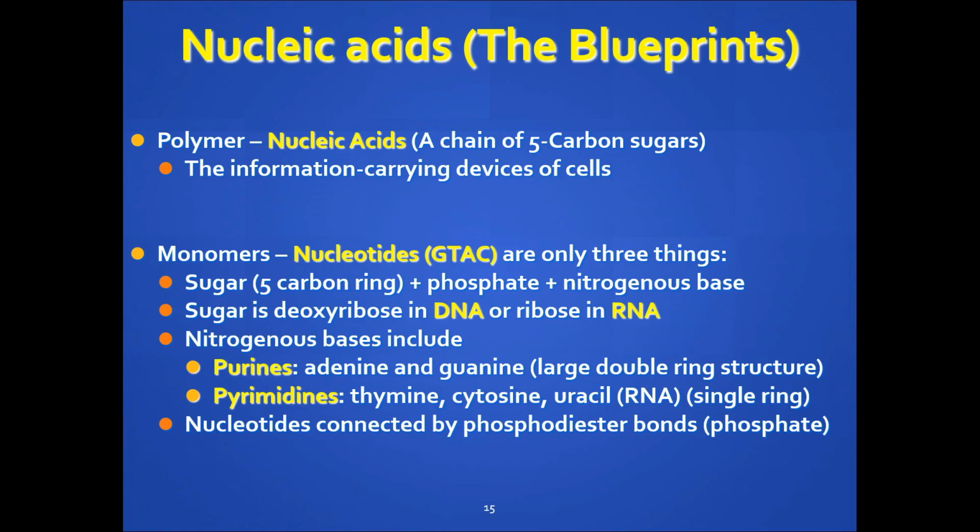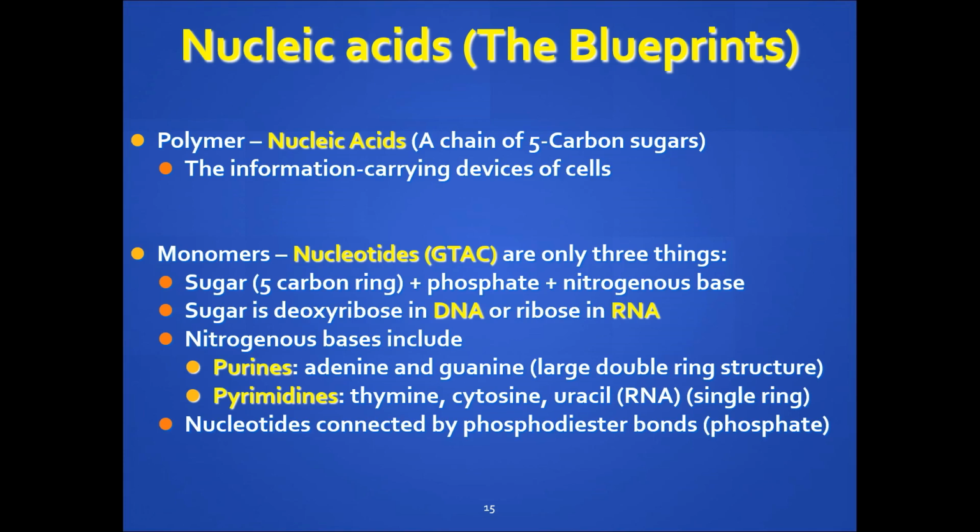They are made up of their monomer of nucleotides, so there are only 4 that are found in DNA: guanine, thymine, adenine, and cytosine, or G, T, A, and C. RNA replaces its thymine with uracil. Other than that, it has the other 3. It has guanine, adenine, and cytosine.